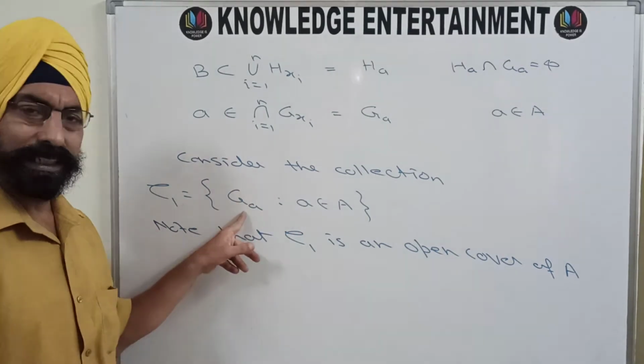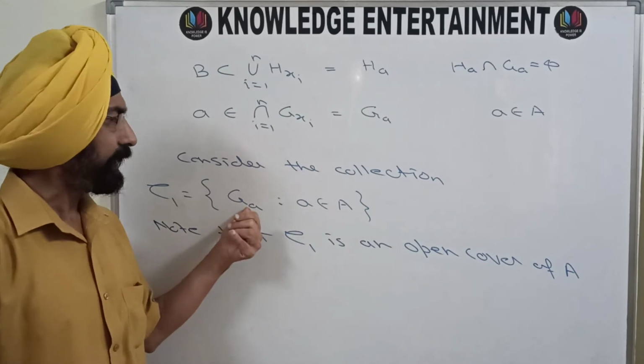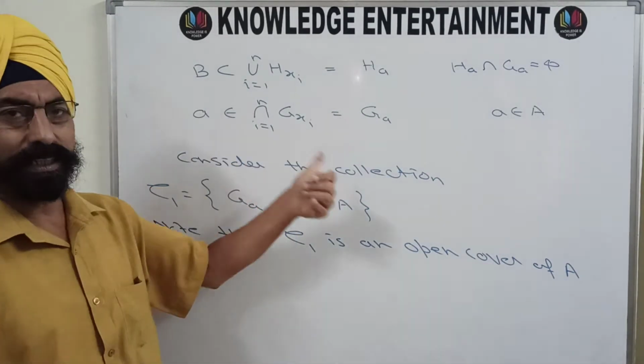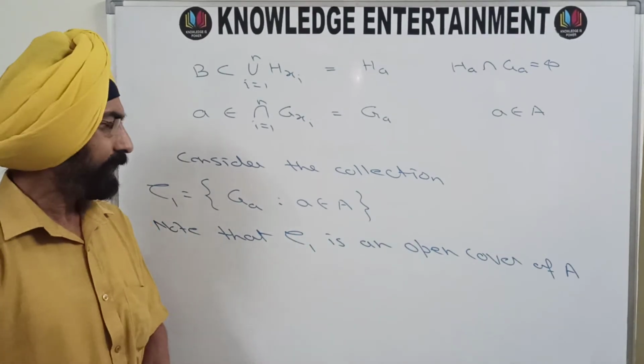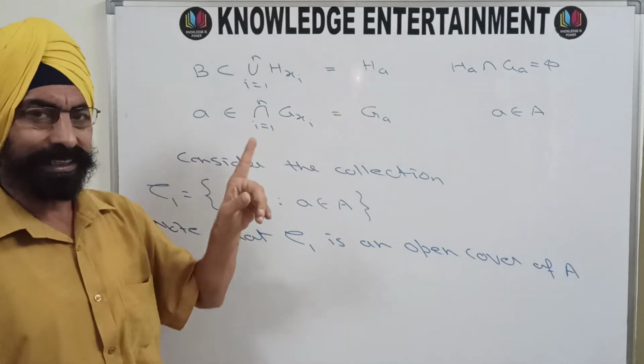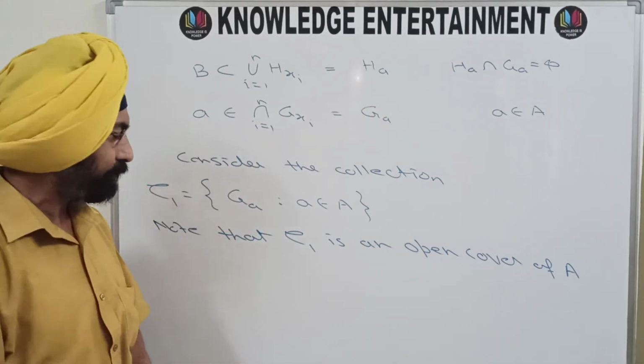Open because every GA is open, and cover because for every A belonging to A you are having GA such that A belongs to GA. So the union of GA will definitely cover the whole set A. Corresponding to each GA there is some HA. This point is to be kept in mind because we are going to use it in the next step.